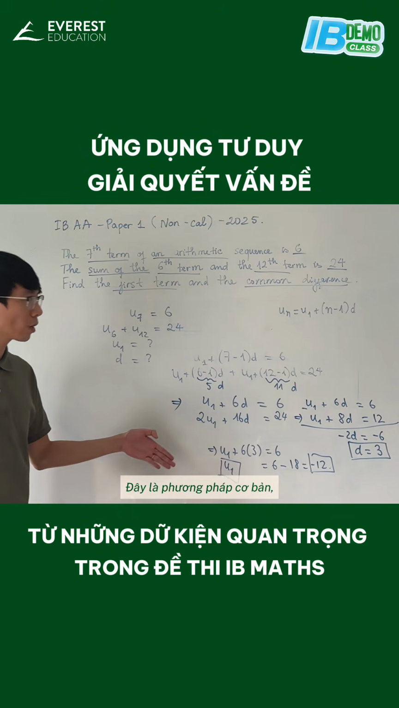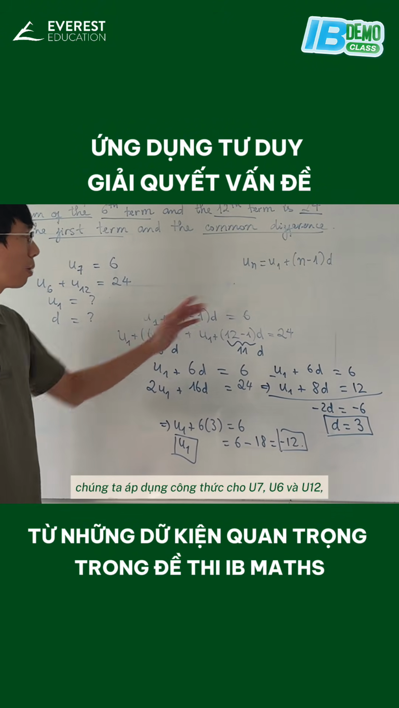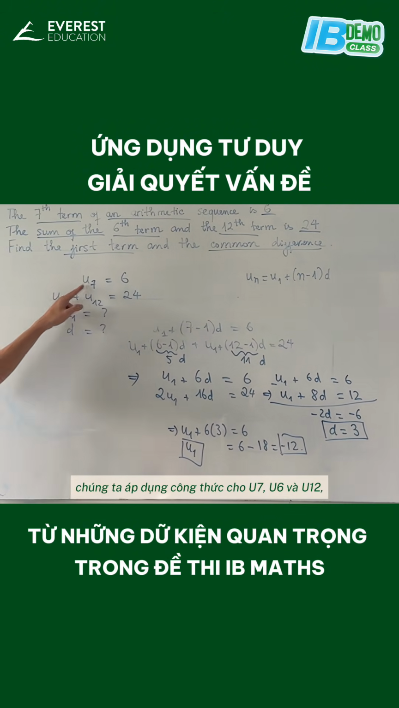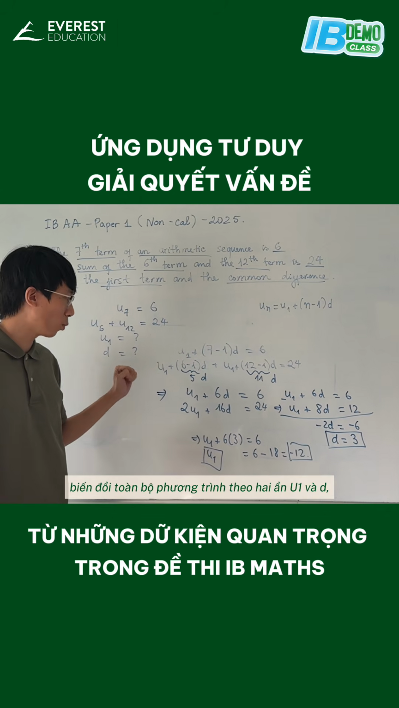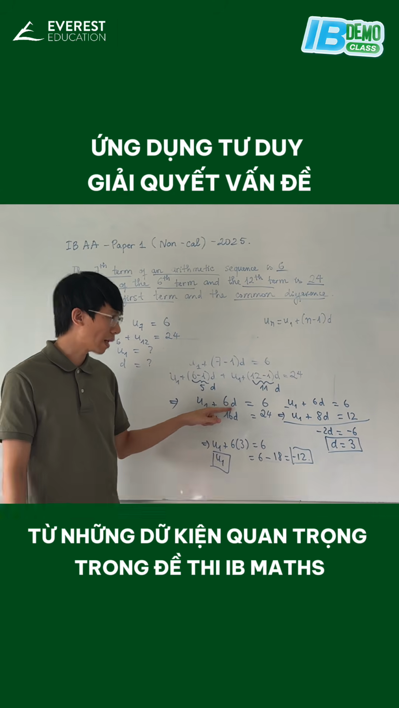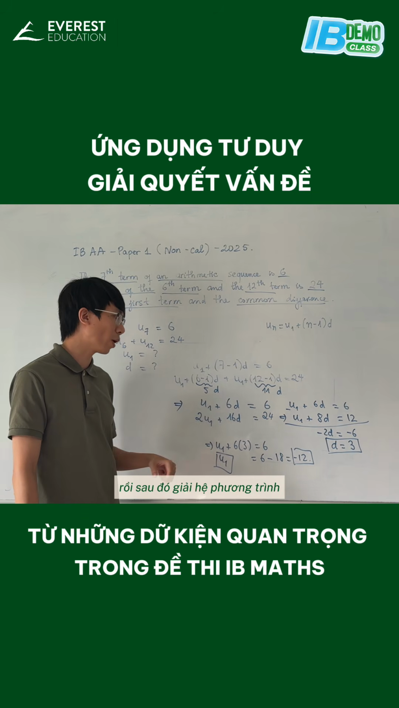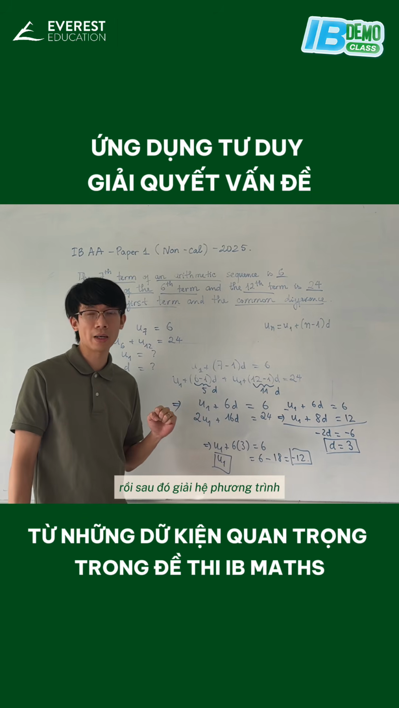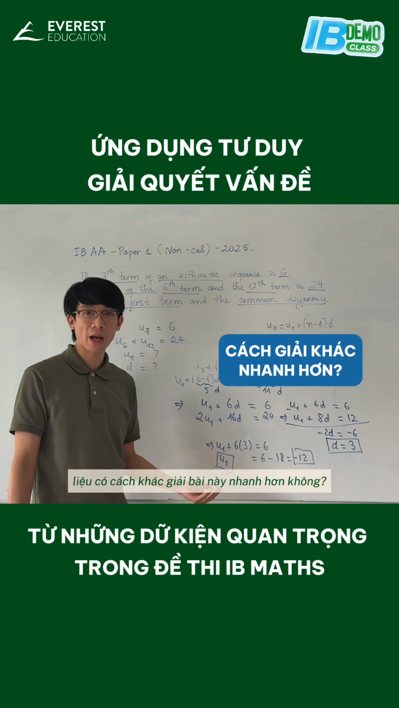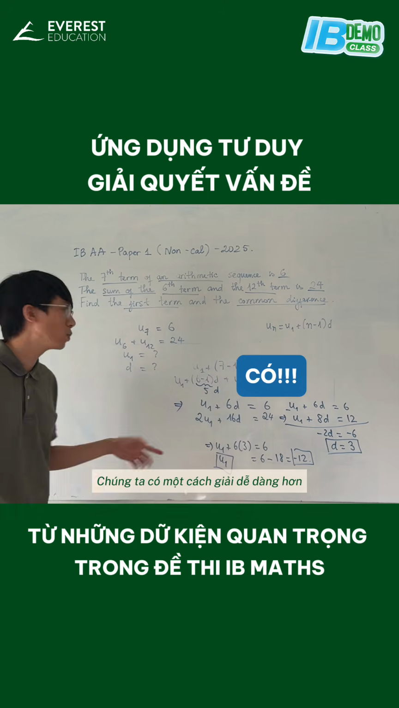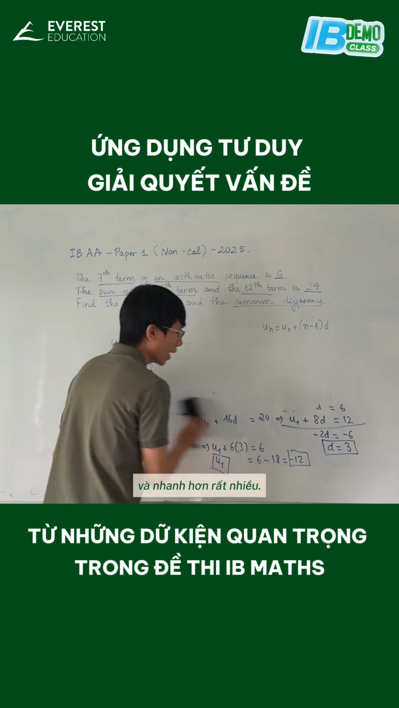So this is the problem method, where again we apply the formula to U7, U6 and U12 by converting the whole equation with respect to U1 and D. Then we solve a simultaneous equation with U1 and D. Many of you may ask me, is there any other way to solve this faster? For this question, yes, we do have an easier and faster way to do it.